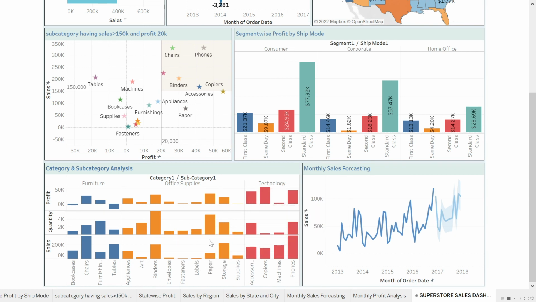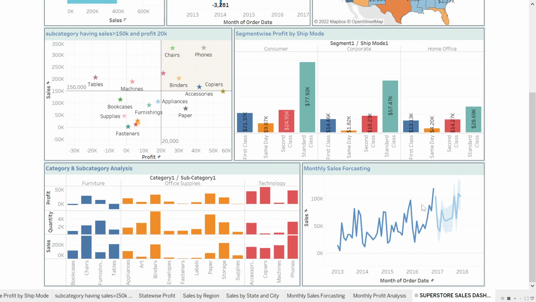Another observation is that there are a huge number of sales in the machines subcategory, but there is almost no profit, or very little profit, so we can reduce the amount of this machines subcategory. And another observation is that there is a good amount of discount in bookcases and also in the tables subcategory. We can see that there is no profit, they are in the loss category, so we can reduce the amount of both these subcategories.